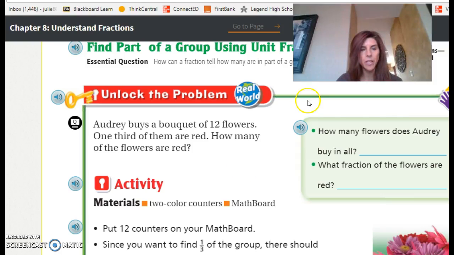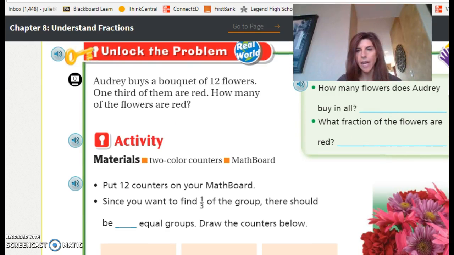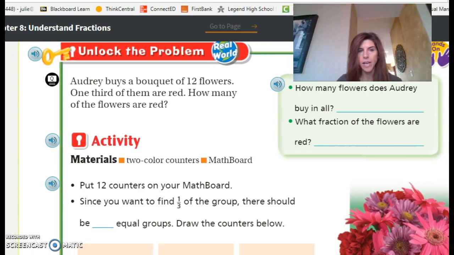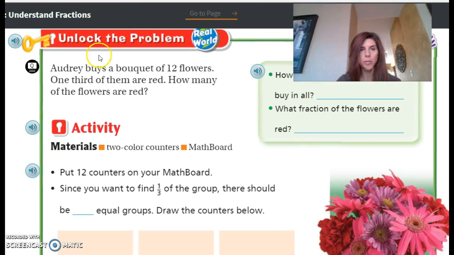All right, so today's assignment, we're finding parts of a group using fractions. We're going to take a look at this first page here, and we're going to read the word problem. It says Audrey buys a bouquet of 12 flowers. 1/3 of them are red.